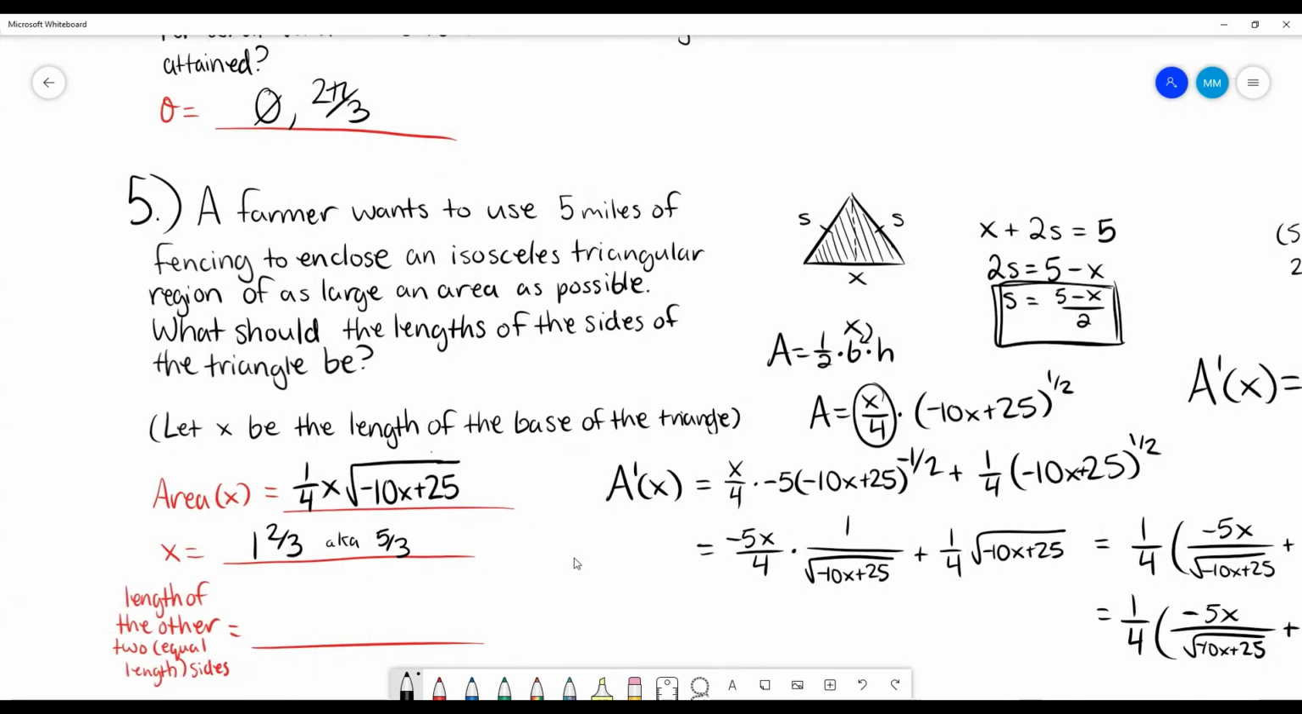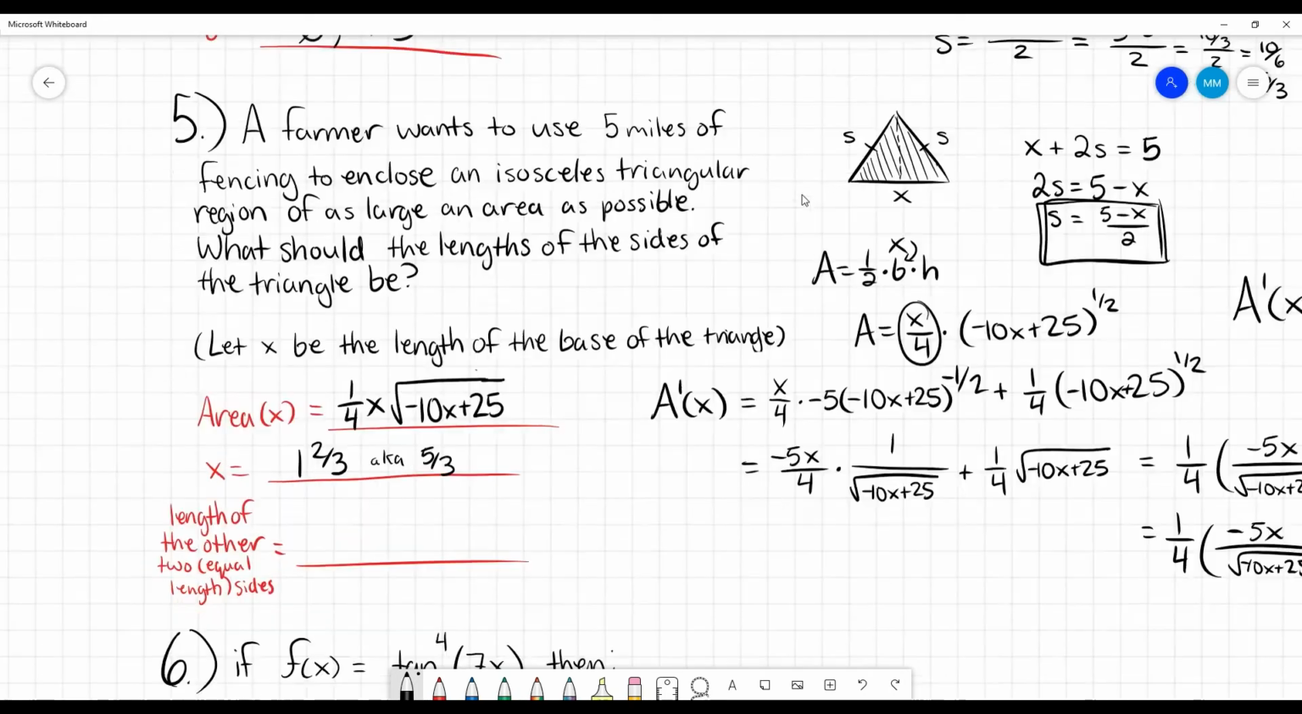And now, well, we know what our other side lengths are in terms of x. So if s equals 5 minus x over 2, it's going to be 5 minus 5/3 over 2, which is going to be 3 1/3, I believe, over 2, right? Because that would be subtract 1 whole, subtract 2/3, good. Which is then, let's see, 10/3 over 2, which is 10/6 or 5/3, and it turns out that they're all the same length.